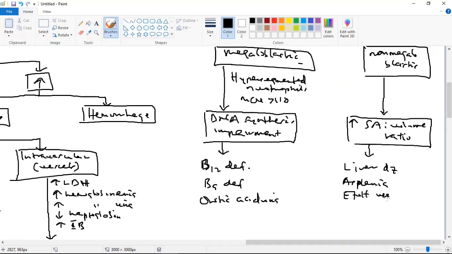For folate, where is folate absorbed? It's absorbed in the jejunum, not even the duodenum, the jejunum. That's where folate is absorbed. There's an enzyme in the jejunum called conjugase enzyme. It plays a major role in dietary folate absorption.